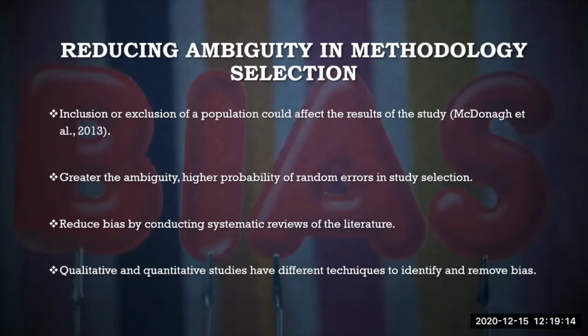As a researcher, you want to try to reduce the bias by conducting systematic reviews of the literature. You may recall the word action research, and this is where it rears its head again. Action research, by doing a systematic review of the literature, will definitely help reduce the bias in your methodology selection. You should also note that qualitative and quantitative studies have different techniques to identify and remove bias, and depending on which particular method you select, it is your responsibility to make sure that you identify and remove bias during the entire process.